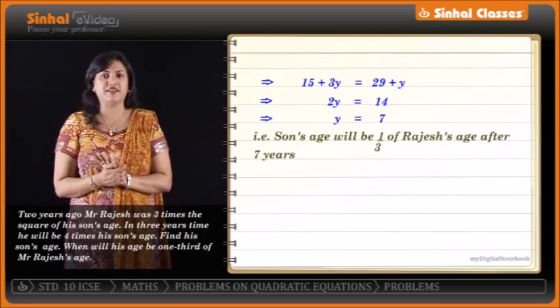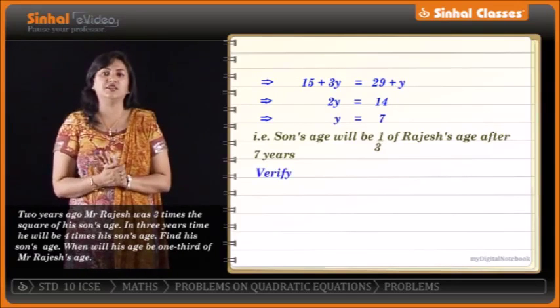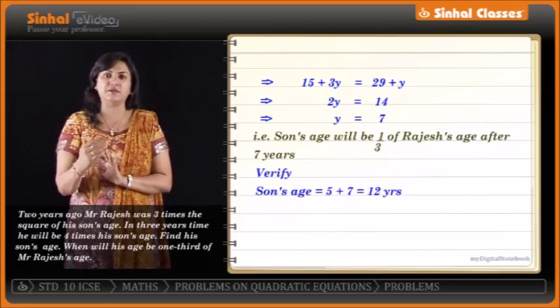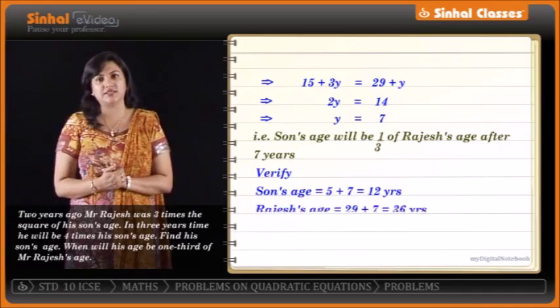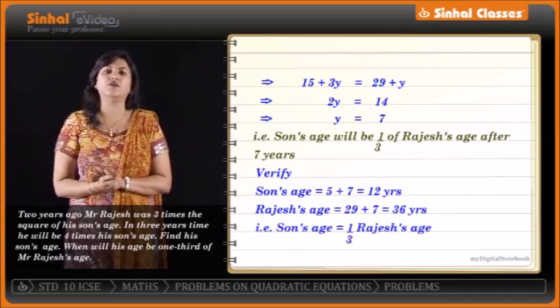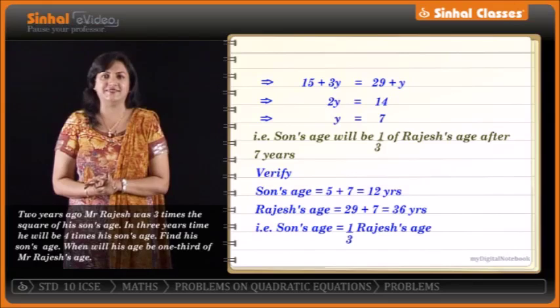Let's verify the answer. Now after 7 years, what will the son's age be? 5 plus 7, that's 12 years. And Rajesh's age will be 29 plus 7, that's 36 years. So we are getting son's age as 1/3 of Rajesh's age. So we have got the right answer.